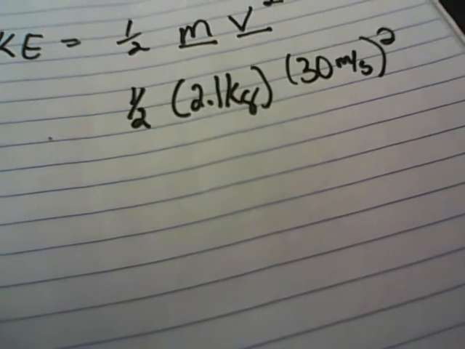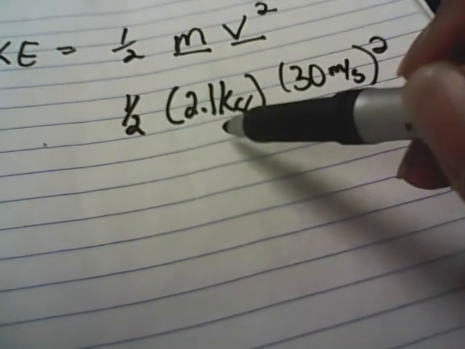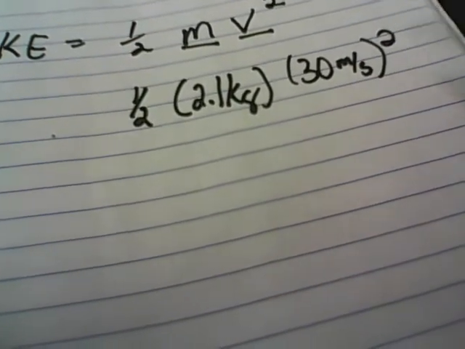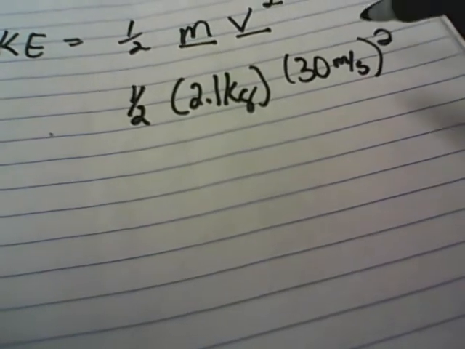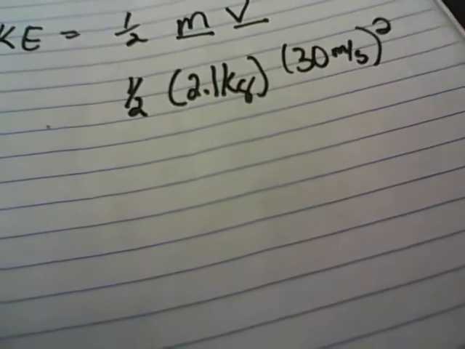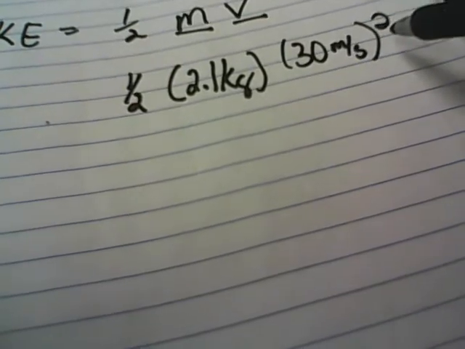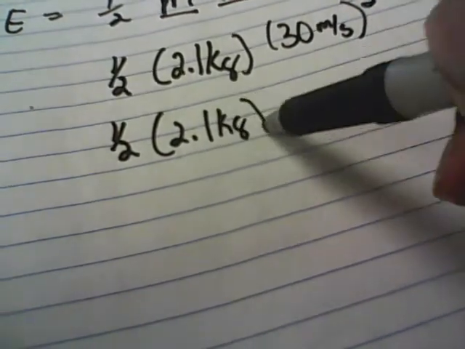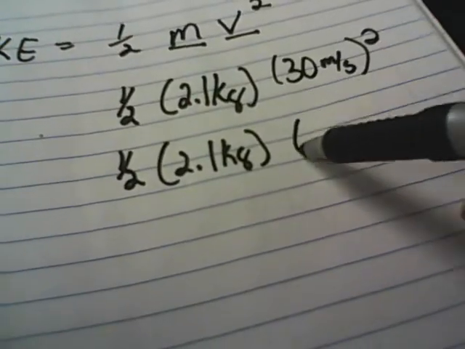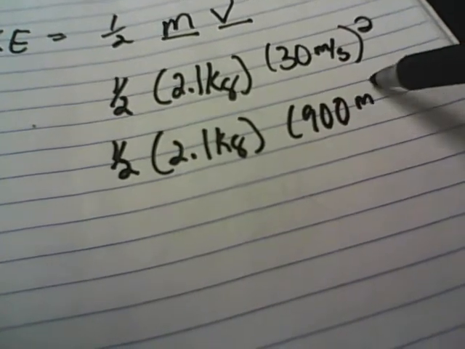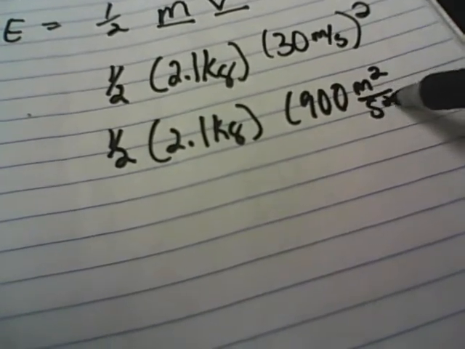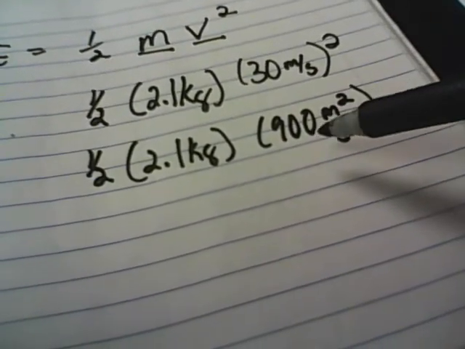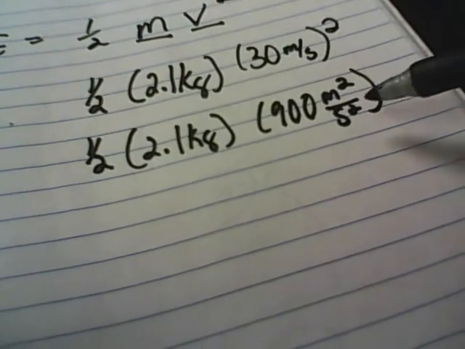Now all we did was look at it and plug and chug. We got the weight, which is 2.1 kilograms, and then we have the velocity, which is 30 meters per second squared. Now here's the kicker. You have to remember your math. When you do math, you always do what? Order of operations. So the first thing we're going to do is our square first. So it will look like 1/2 times 2.1 kilograms times what? What is 30 squared? That's going to be 900 meters squared per second squared. So now we've taken 30 and squared it, and that gives us 900 meters squared per second squared.